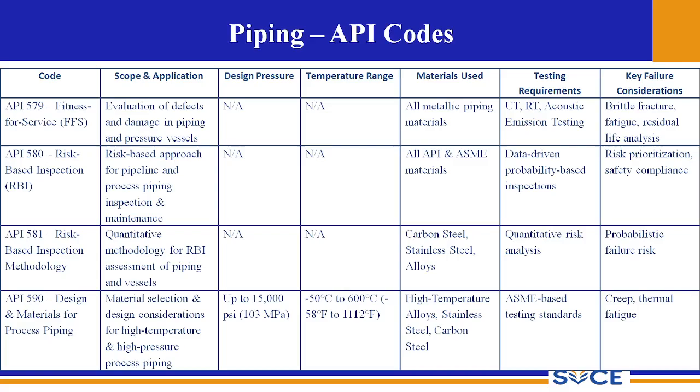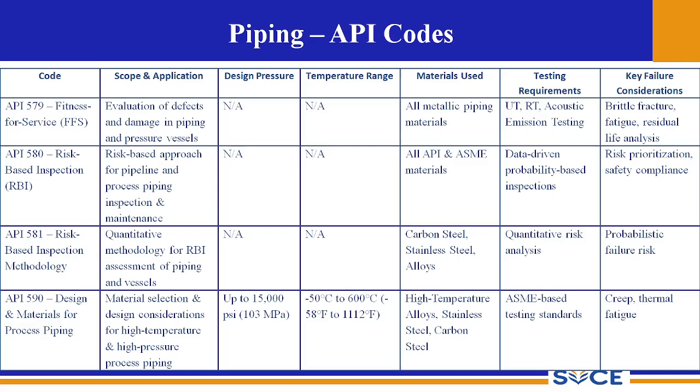Then API 581, it's also the risk-based inspection methodology, and it is employed for piping and vessels. The API 581 gives the quantitative risk analysis and the probabilistic failure risk. Then API 590 is used for the design and materials for process piping. Here we consider the material selection and design considerations for high temperature and high pressure process piping.